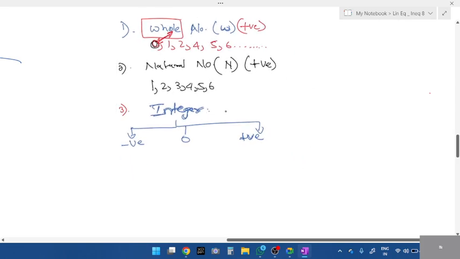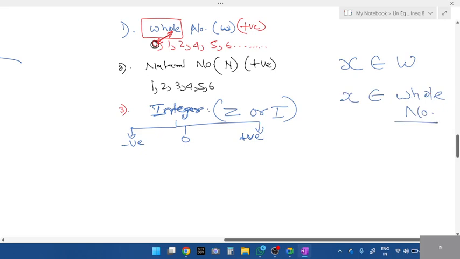Whole number is done, natural number is done, integer. Integer is Z, students. Z, or sometimes they use I. So in all the questions, they'll write like this: X belongs to W. What does W stand for? Natural number or whole number? W stands for whole number. They won't write the complete word. So you should remember what is whole number, natural number, integer.